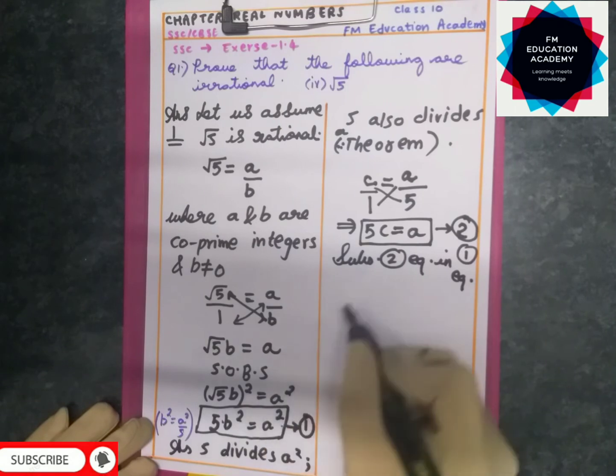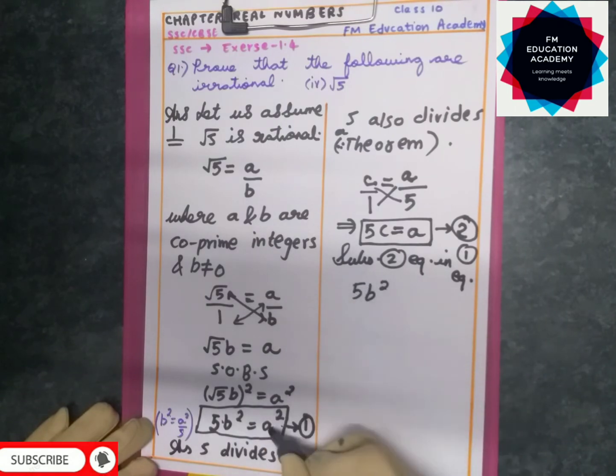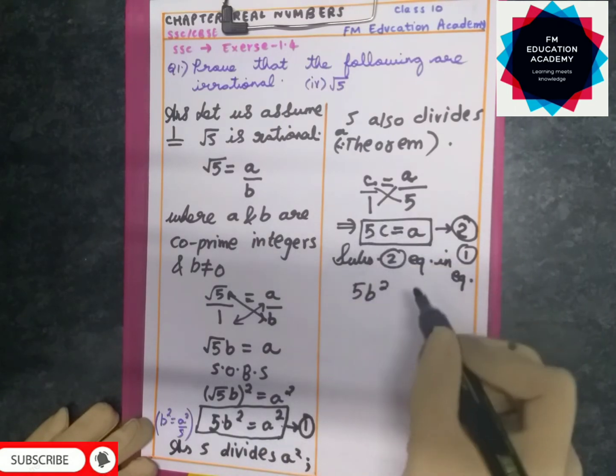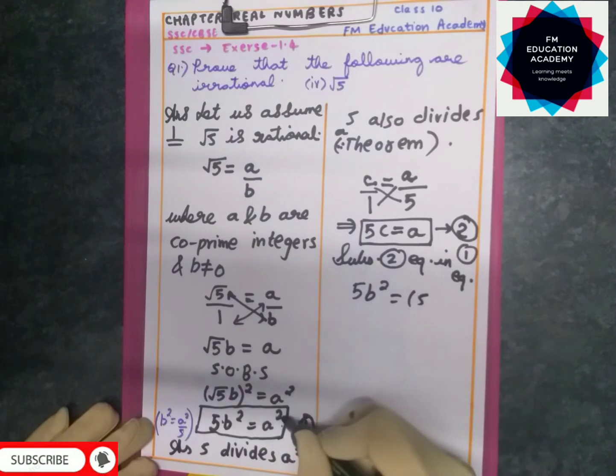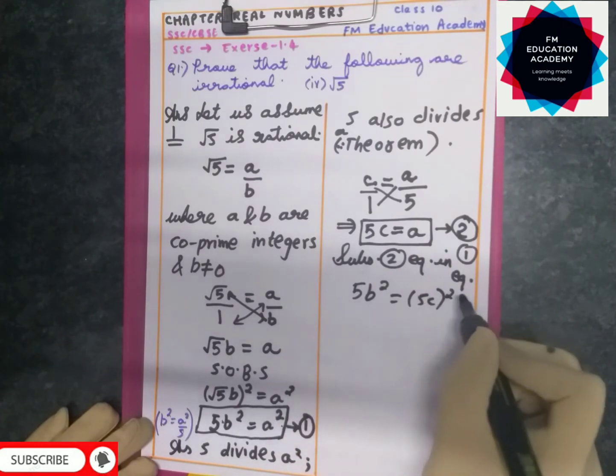So what is my first equation? 5b square as it is. In place of a I'm substituting 5c. So 5c, and then I have the whole square also. So (5c) whole square.